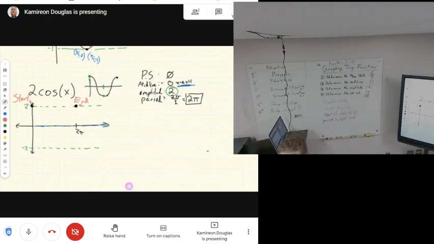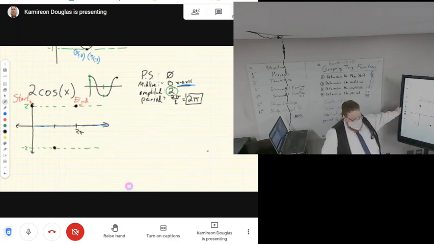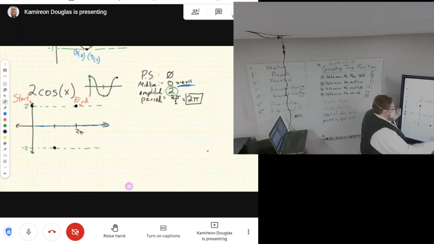Sure. The middle's going to be at the bottom. Why is the middle going to be at the bottom? Because it's cosine. Cosine always has the middle at the bottom. Both of those will be at 0. Halfway between those will be at 0, or the midline, where it crosses the midline. I guess it could change.